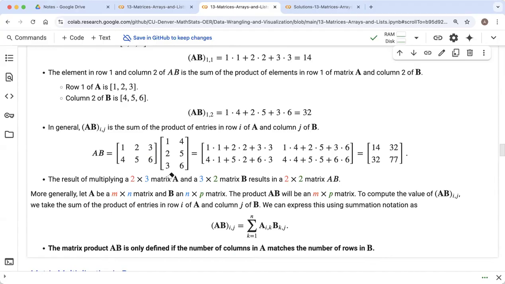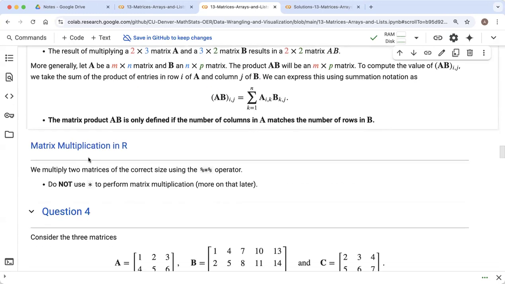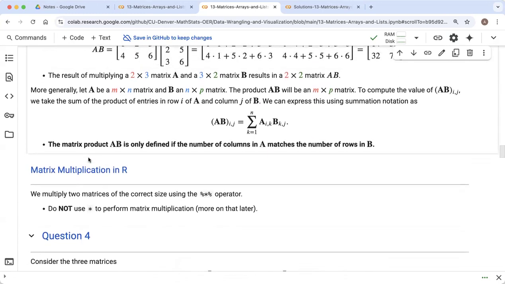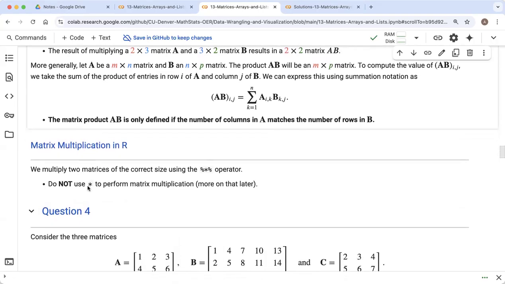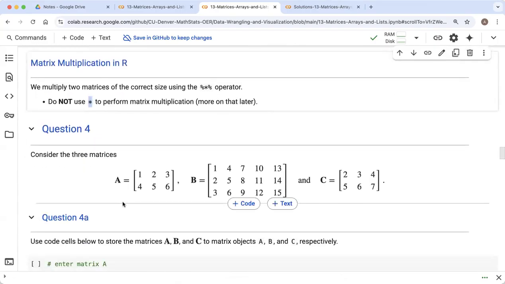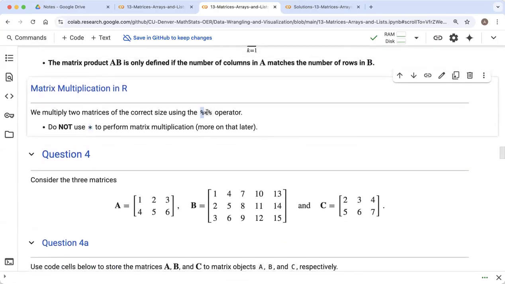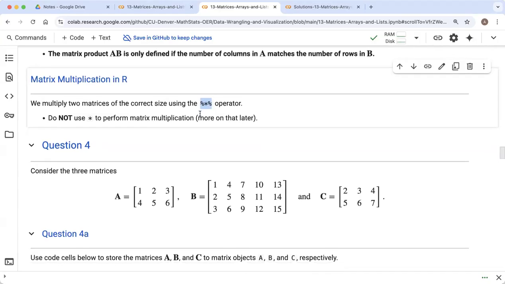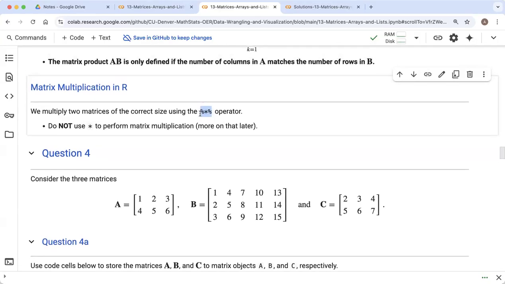And the next thing would be, well, how can we do that in R? To multiply two matrices in R, we don't use the regular multiplication symbol. Instead, we need to use this operator, which has a percent sign, then an asterisk, and then a percent sign. So this is what we mean by matrix multiplication. Okay, so we'll practice an example in the next video.